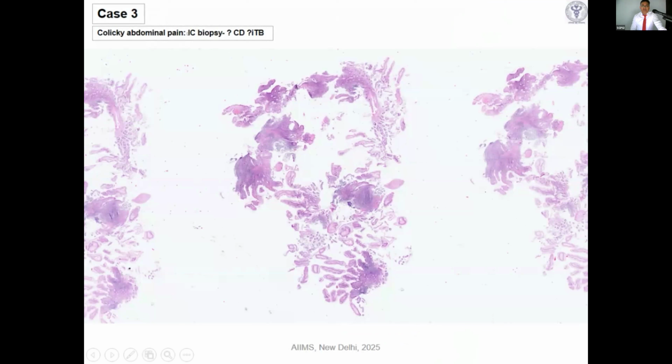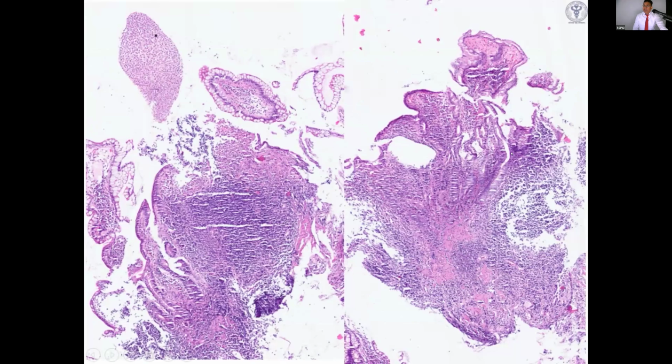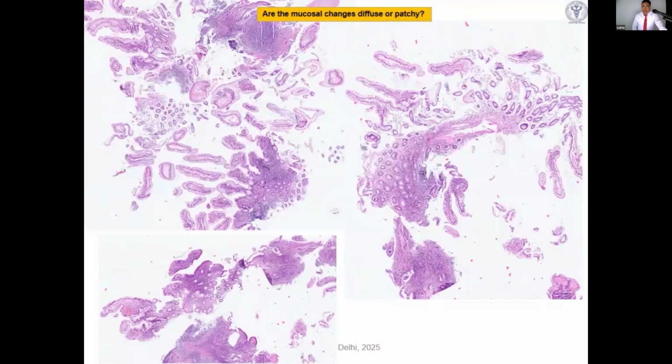This is case number 3. The patient presented with colicky abdominal pain, an ileocecal biopsy was taken, and we were asked, query CD, query ITB. So what do you think? We have to determine if the mucosa is inflamed or not, with the same questions, architecture and so on. Any thought? It is inflamed, looking like it is inflamed. Some of the focus, we can go into high power and we can see that it is really inflamed. There are lymphoid aggregates, there is a lot of inflammation. The architecture is not really normal, and we can see neutrophilic exudate also. So features of activity are there. So we can say it is chronic active ileitis, at least in this focus.